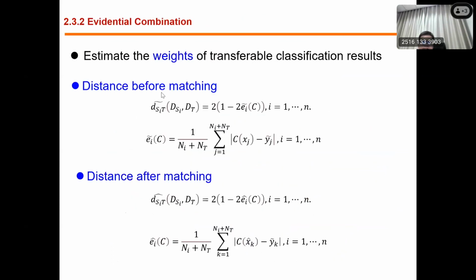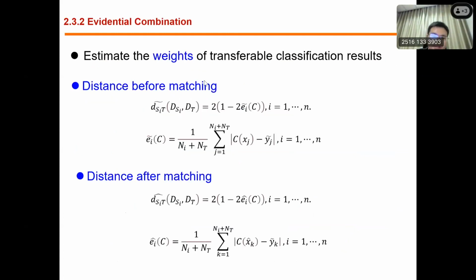So this distance is used to calculate the weight. The distance, in fact, is a distribution distance. If the distance is big, it means the target data and the source data are quite different. So its corresponding weight should be small. If it's very close, it means this source data will provide a lot of useful knowledge for us to improve the classification, so its weight will be bigger.